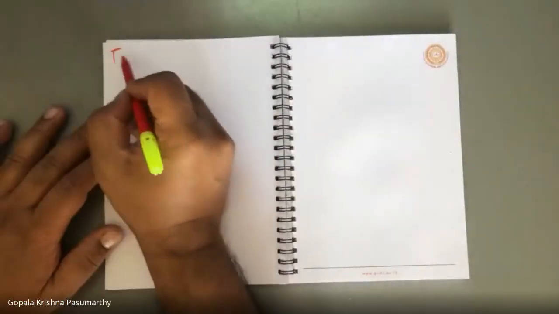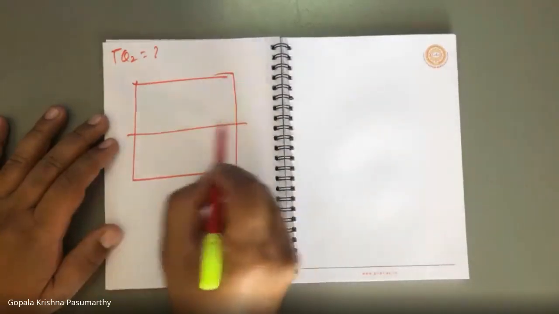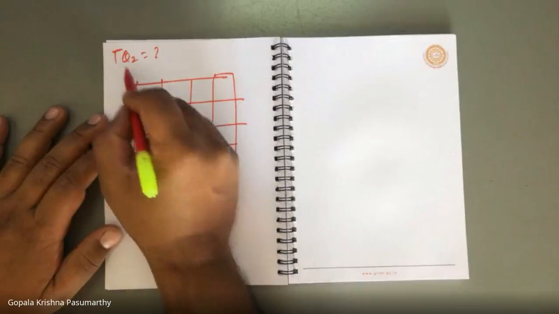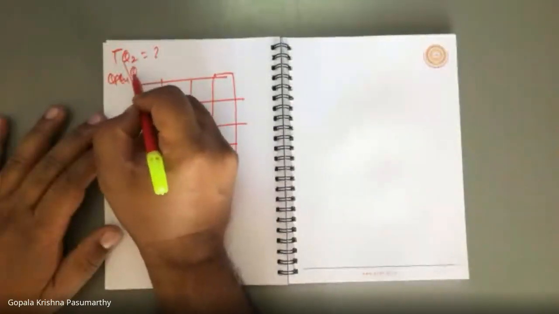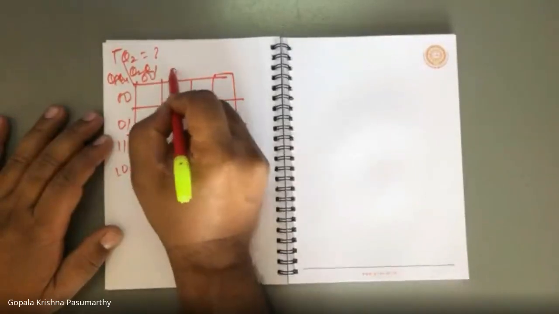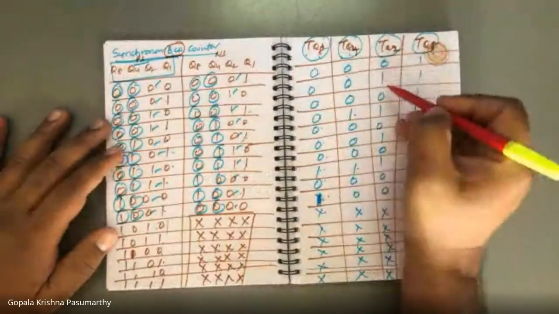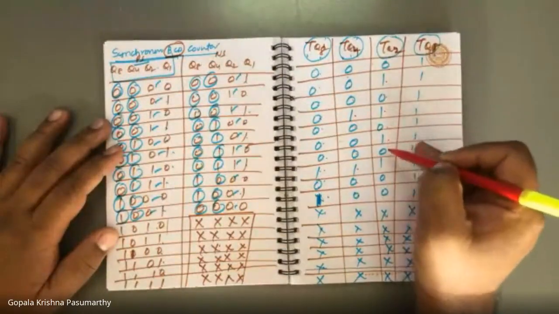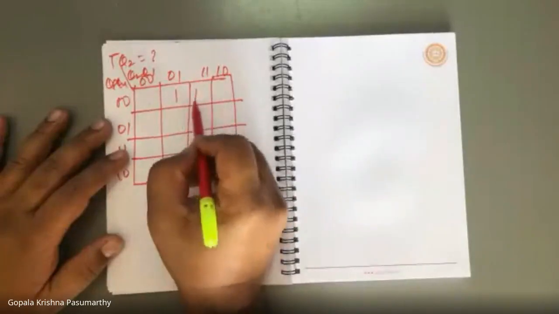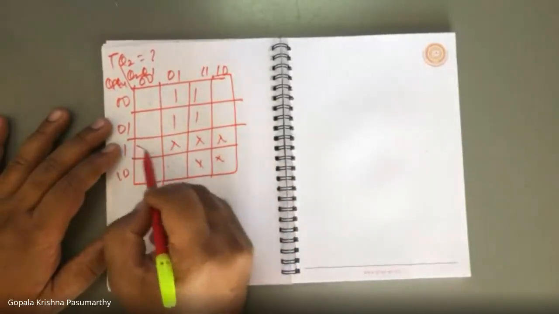In a similar way, find out for TQ2. I'll finish this within 10 minutes, don't worry. Q8, Q4, Q2, Q1: see the TQ2 values 0, 1, 0, 1, 0, 1, 0, 1, 0, 0, and then 0, 1, 0, 1, 0, 1, 0, 0, and the rest are don't cares (cross).